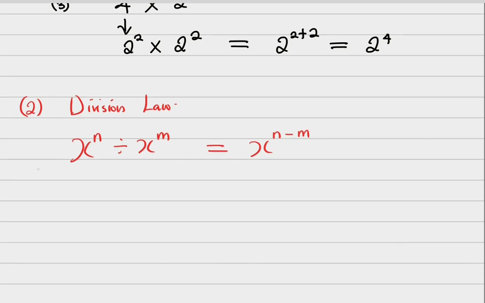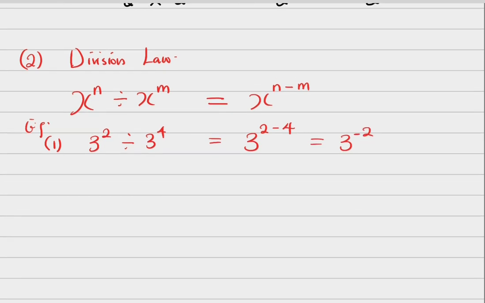Now, we can have examples. Example number 1, we can have, let me say, 3 raised to power 2 divided by 3 raised to power 4. Once you have something like this, it means it's going to be 3 raised to power 2 first. Then because of this division, you have minus, then 4. So the answer is going to be 3 raised to power minus 2, because 2 minus 4 is minus 2.